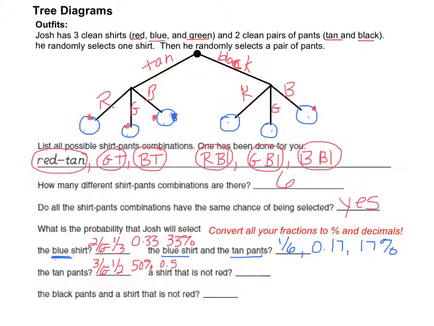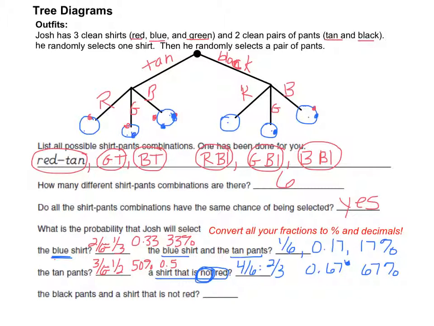So what were his chances of getting a shirt and a pair of pants that were not red? Red with tan would not work, but green with tan works, blue with tan works, so that's 2 so far. I could not have the red and black pants, but I could have the green with black and the blue with black. So that would be 4 out of 6, or 2/3, which is 0.67, or 67%.